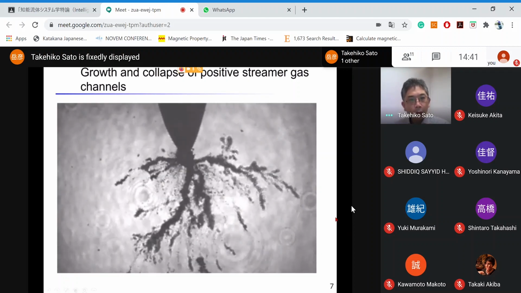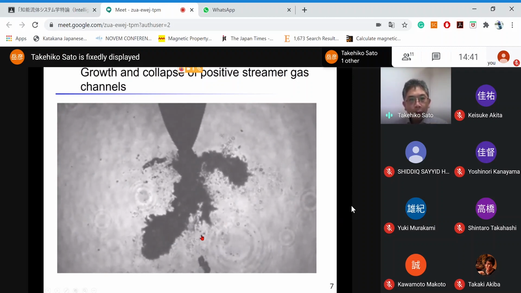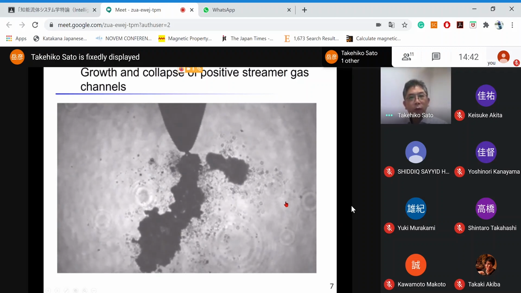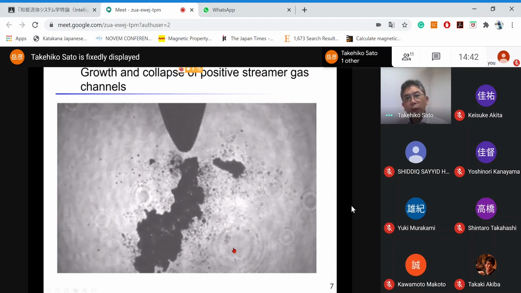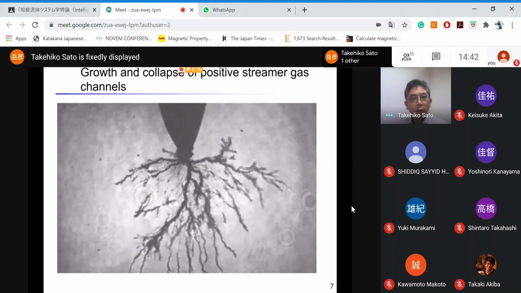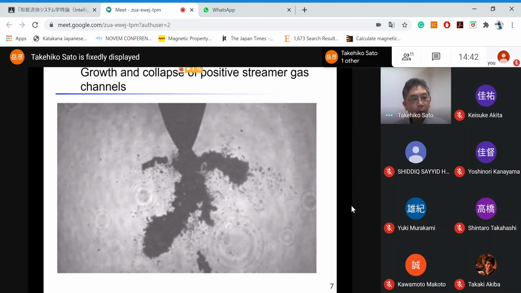Oh, okay. So this is a streamer, and after the streamer there are many small bubbles that remain. This residual bubble finally becomes a nanoscale bubble. So we are trying to understand how the nanobubble is generated and also why it becomes stable. Okay, sorry, only one movie.